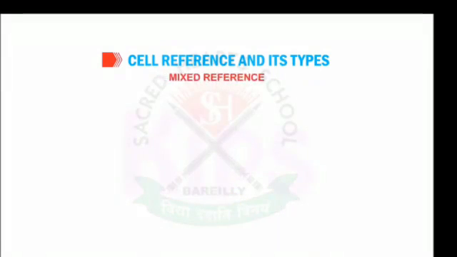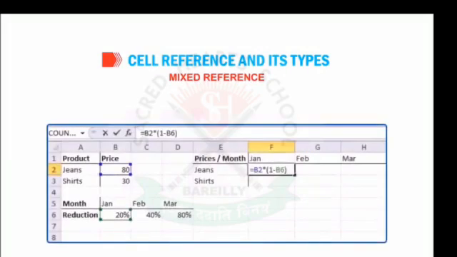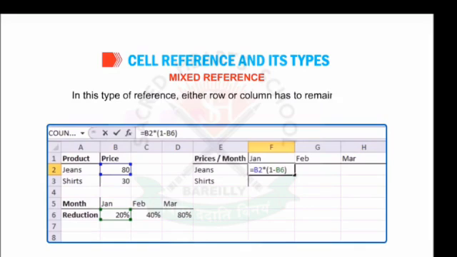Now the third type of cell reference is mixed reference. It is a combination of relative and absolute reference. In this type of reference, either row or column has to remain fixed. $A1 plus $A$2 is an example of mixed reference.